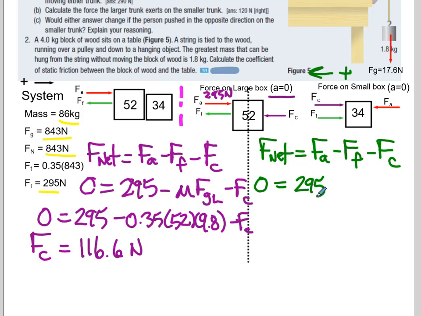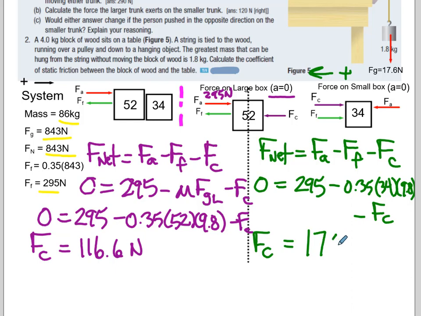Now the force of friction changes because I'm now working on the small box. So I'm going to have 0.35 times 34 times 9.8 minus Fc. Okay, so now if I bring Fc over to the other side, and we do that quick calculation, 295 minus 0.35 times 34 times 9.8, we get 178 newtons.